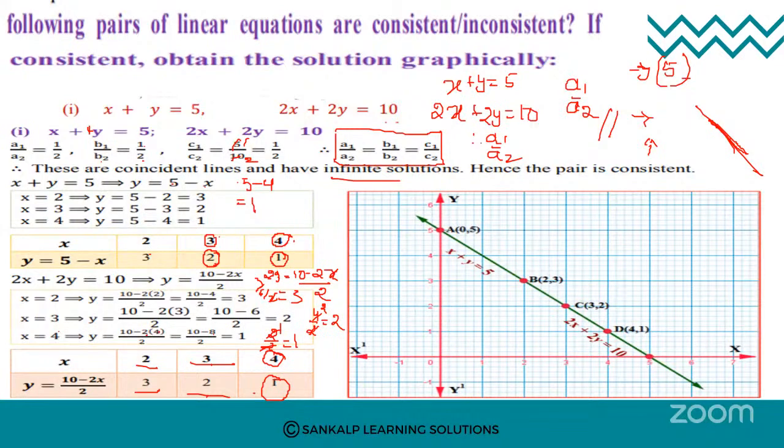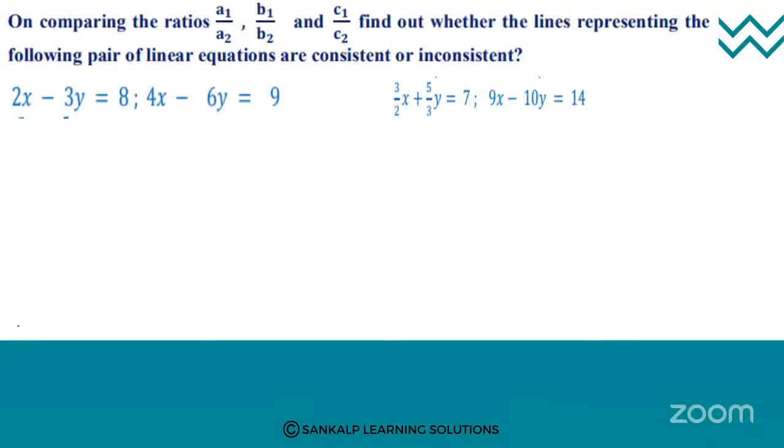Next. See, on comparing the ratios A1 divided by A2, B1 divided by B2, and C1 divided by C2. Find out whether the lines representing the following pair of linear equations are consistent or inconsistent. So this is the first problem, this is the second problem. In the first problem, 2x minus 3y is equal to 8 and 4x minus 6y is equal to 9.